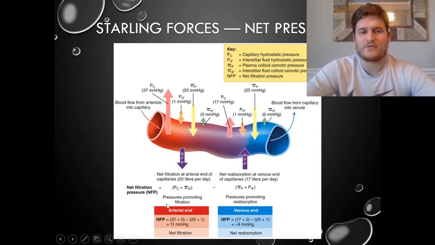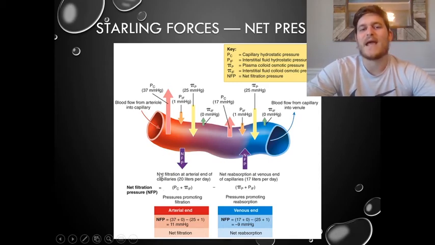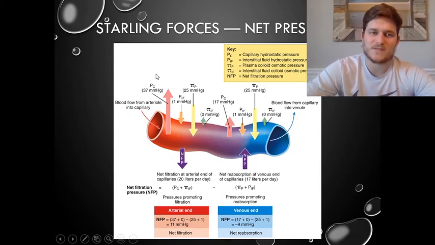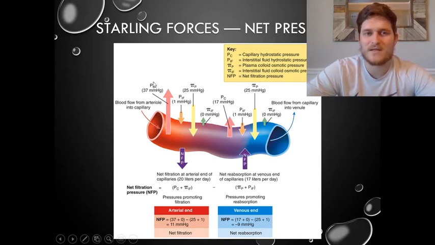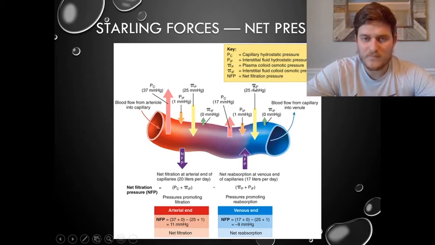Net filtration pressure is basically how you measure the differences between the inside of the capillary, the plasma colloid osmotic pressure and the capillary hydrostatic pressure, and the outside. So when those two pressures are higher than the outside, that drives filtration. But when the pressures in the interstitial fluid are higher, the hydrostatic pressure and the colloid pressure within that fluid, that's going to drive absorption.